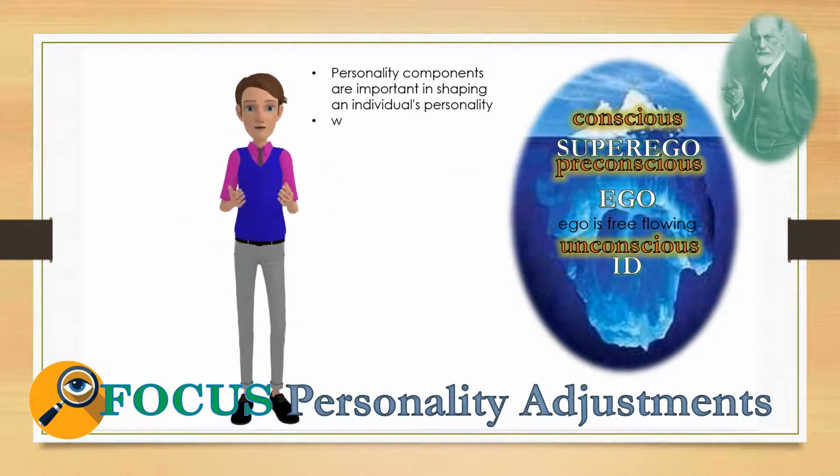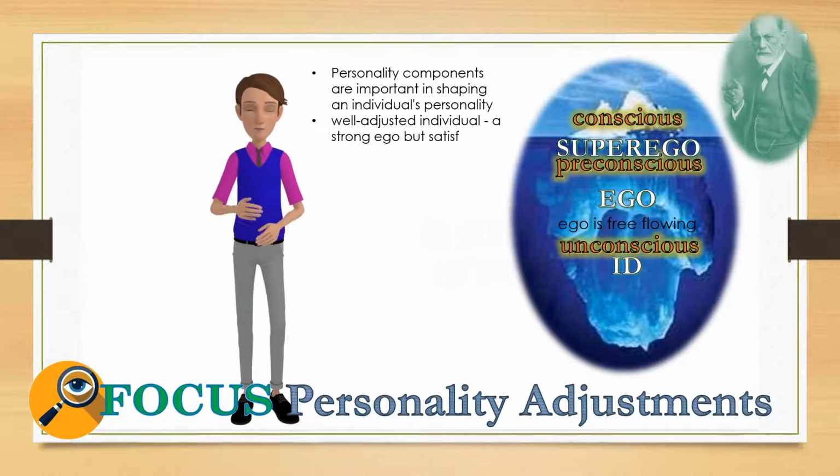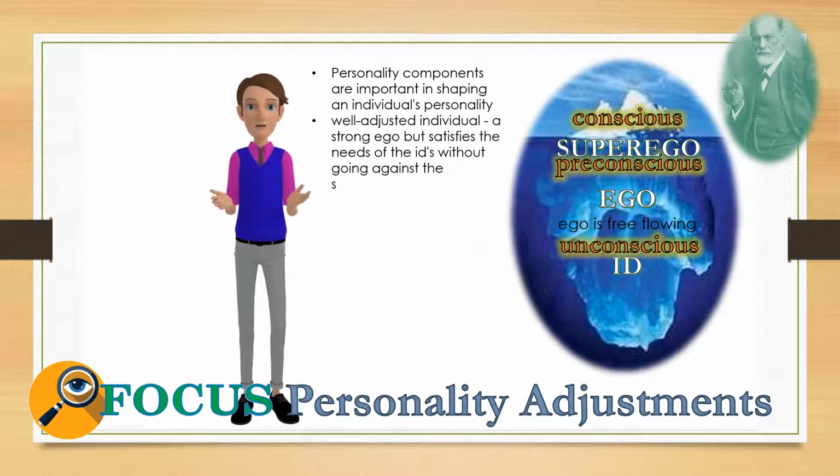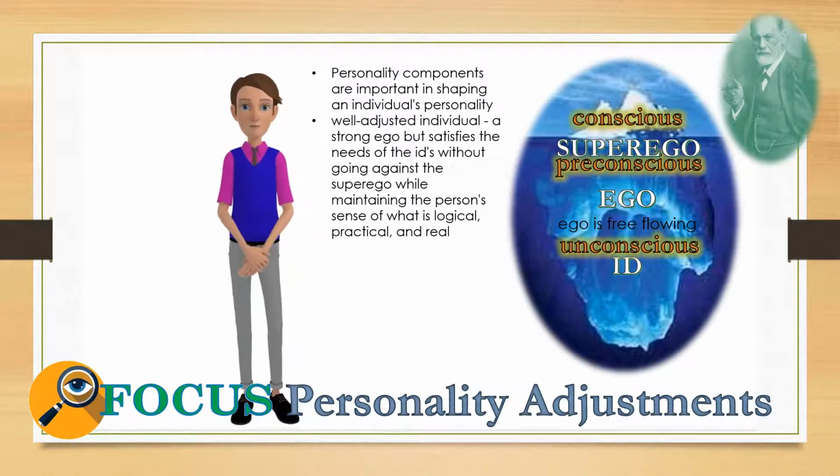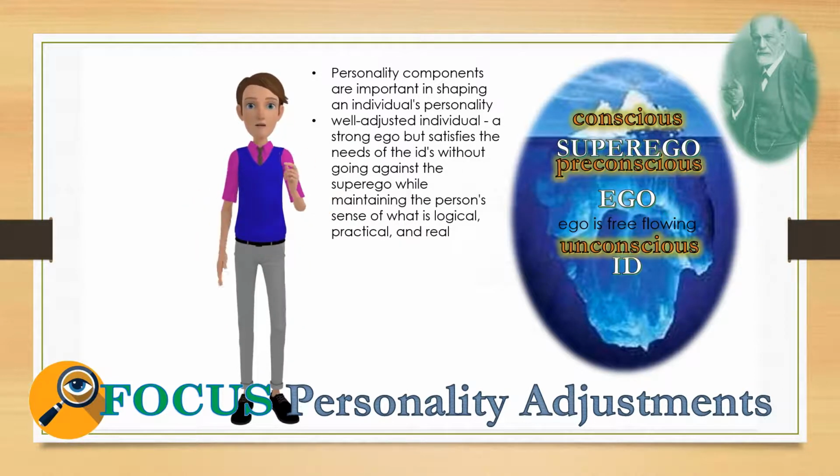A well-adjusted individual, according to Freud, has a strong ego but can help satisfy the needs of the id without going against the superego while maintaining the person's sense of what is logical, practical, and real.